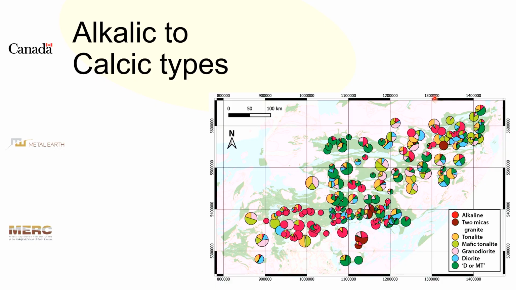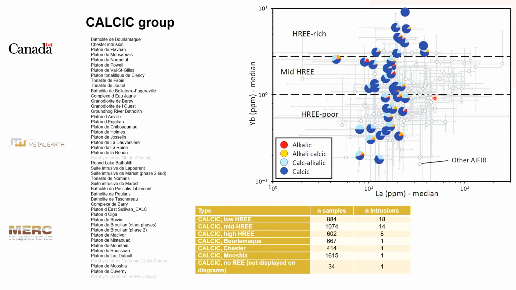Okay, so for the rest of the talk, I want to go into more detail. First I'm going to talk about the calcic group, and I'm going to show you an example. I'm going to talk about the maps, the distribution. This is where we are going to get the most interesting conclusions out of this work. Then we are going to talk about the intermediate group a little bit and the alkalic group.